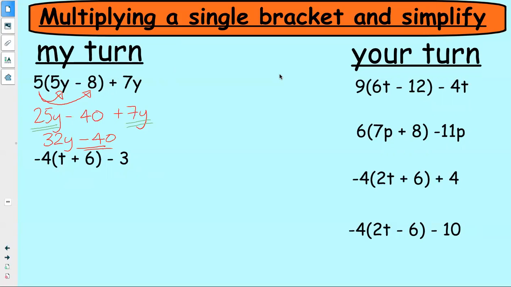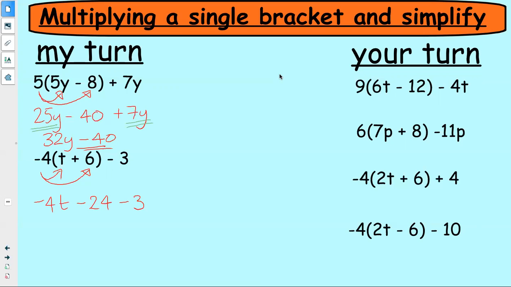Okay. And this one here, the second one on the left-hand side. Again, just be careful with your negative numbers here. So negative 4 multiplied by t is negative 4t. And negative 4 multiplied by a positive 6 is a negative 24. And then I have to consider that subtract 3 at the end. So I'm subtracting another 3.